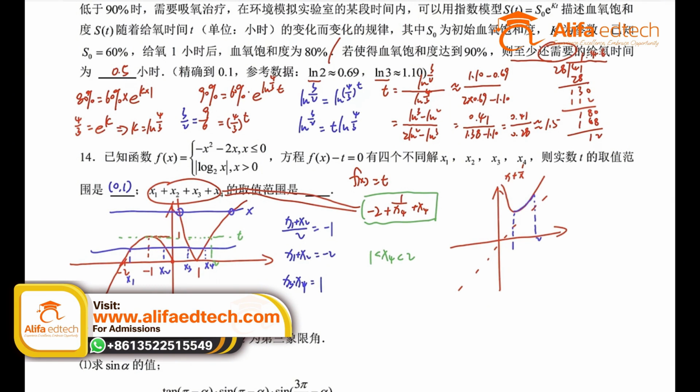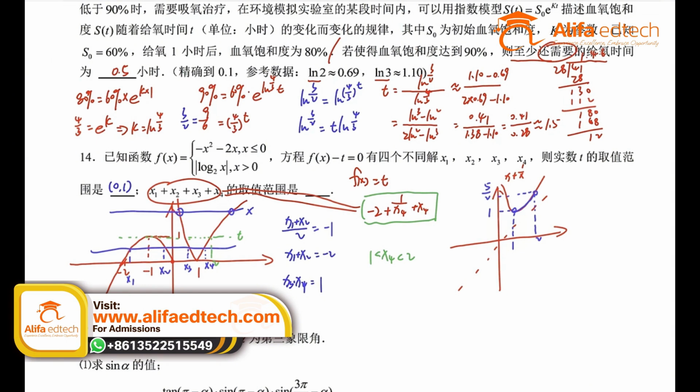Note that it can't be 1, so it's an open circle, and it can't be 2 either, also an open circle. So in that case, if we plug in 1, it reaches its minimum value. That means it's 1 plus 1, which is 2. And if we plug in 2, we get the maximum value. 2 plus 1/2 is 5 over 2.